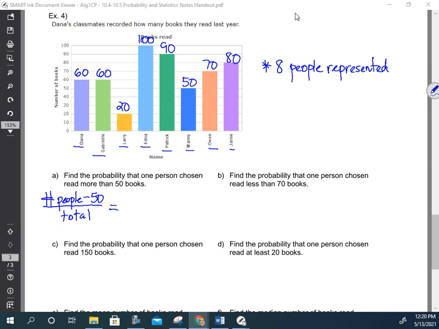So how many people read more than 50 books? 6. So there's 6 people who read more than 50 books. 50 is not more than 50, so that means you cannot include Mani. Mani is not included. So there's only 6 people who read more than 50 books. 6 over 8, that's 3/4.